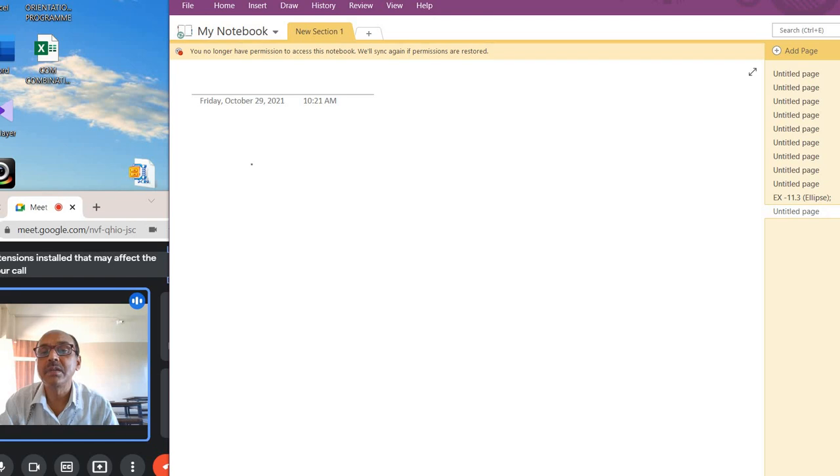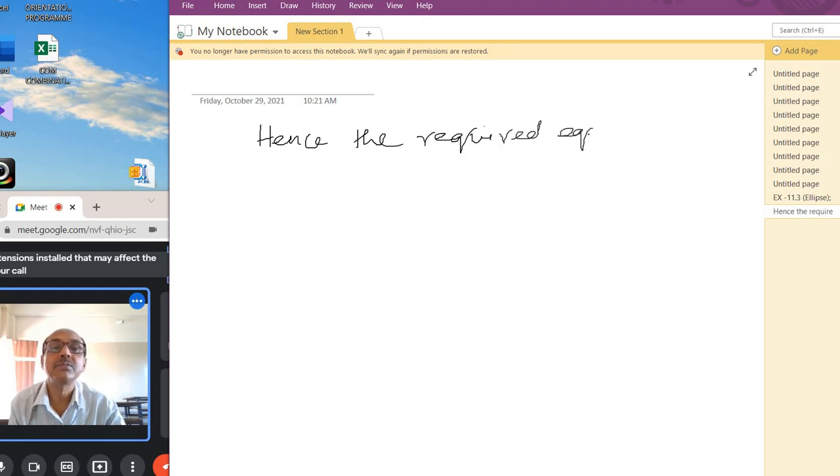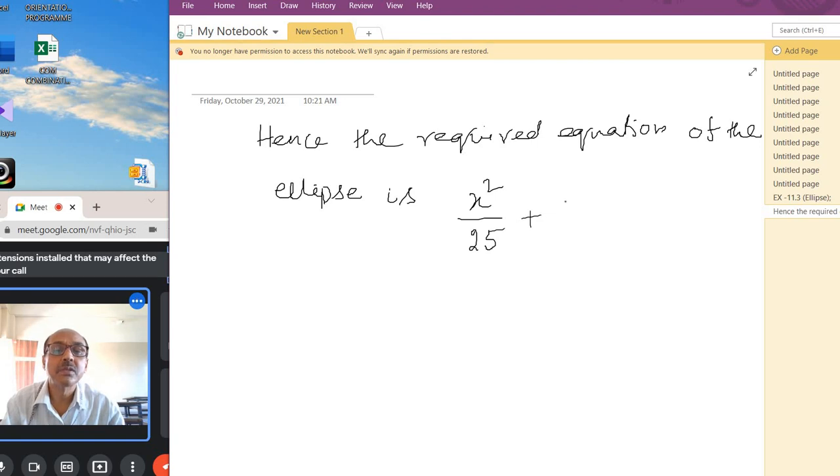So the required equation of the ellipse is x square by 25 plus y square by b square, that is 9, equal to 1. This is the answer.